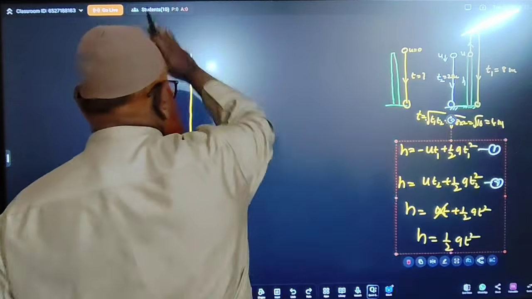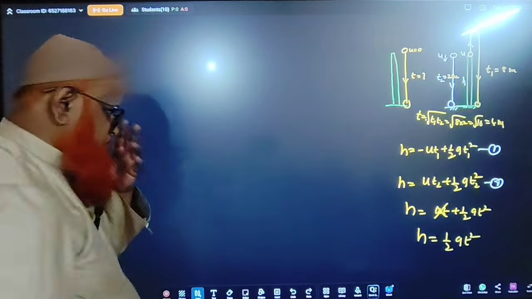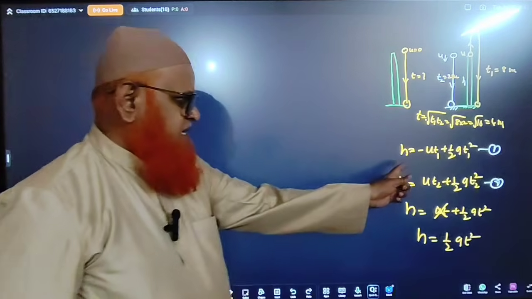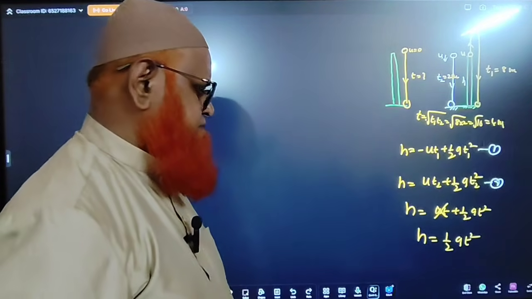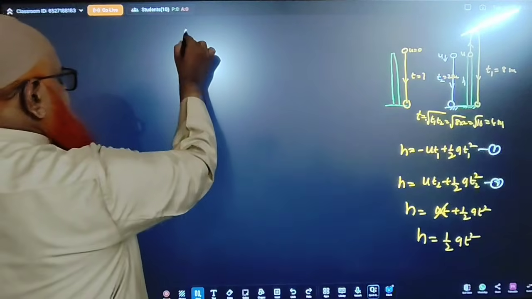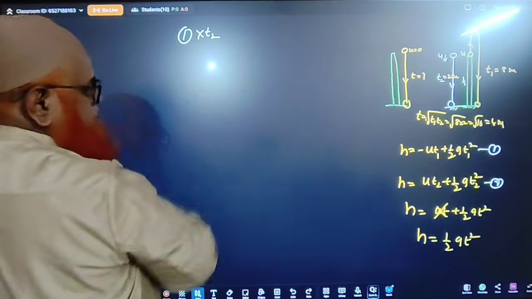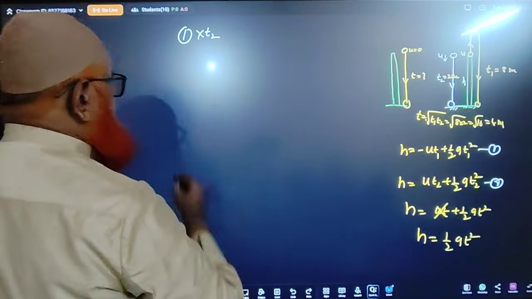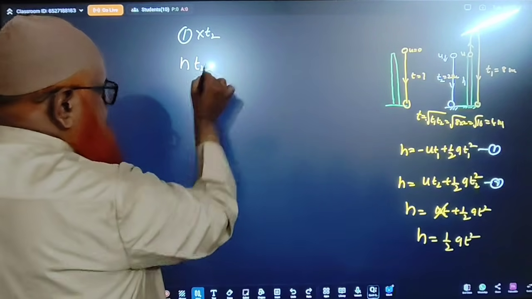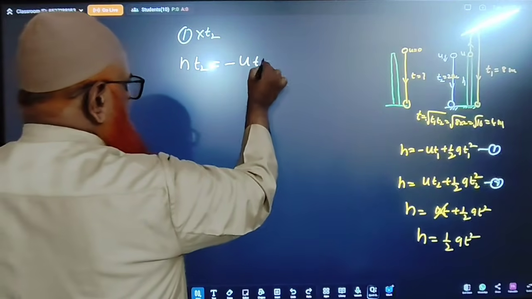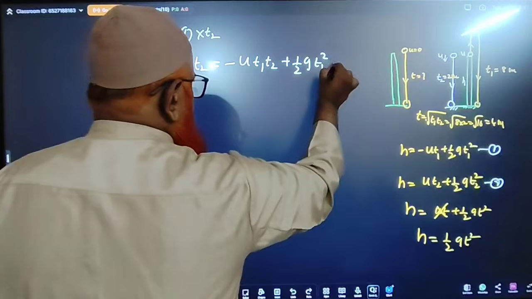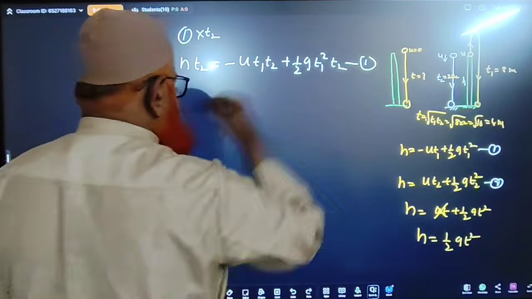So this is the data which is present with us. By using this data, how can we solve the problem now? So first is minus, second is plus here. Now, here t1 is there. First equation, you multiply with t2. So you'll get h t2 equals minus u t1 t2 plus half g t1 square t2. This is equation number 1.